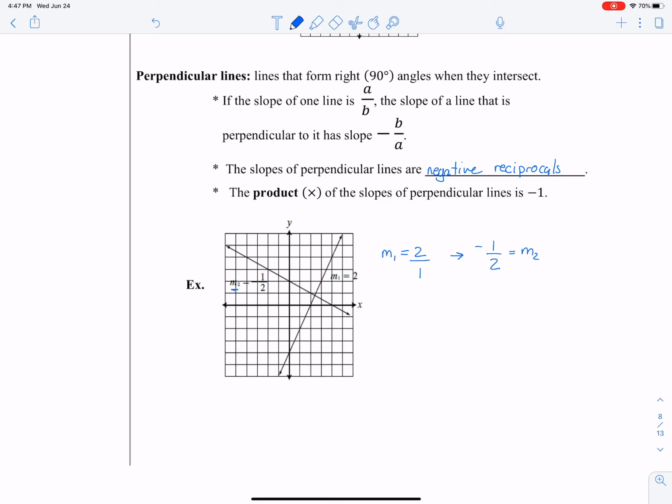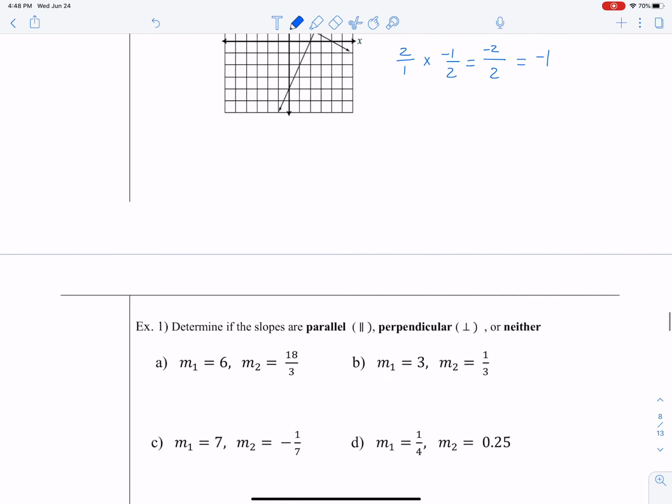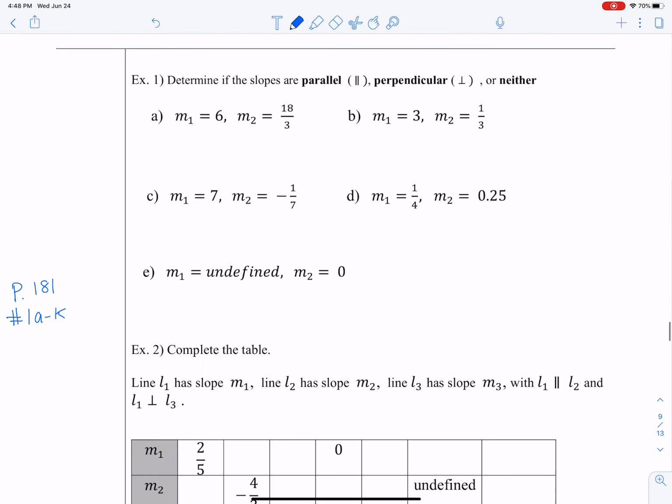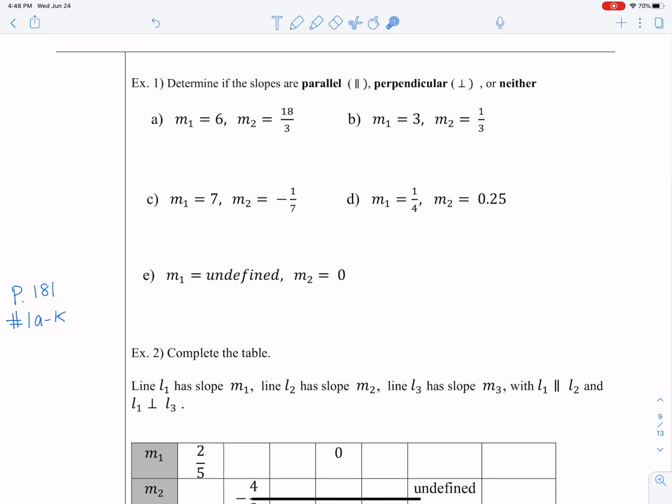If we were going to multiply them together, 2 over 1 times negative 1 over 2, that ends up giving us 2 times negative 1, we get negative 2. 1 times 2, we get 2. So that equals negative 1 when you simplify. So anytime you multiply negative reciprocals together, the answer is negative 1.